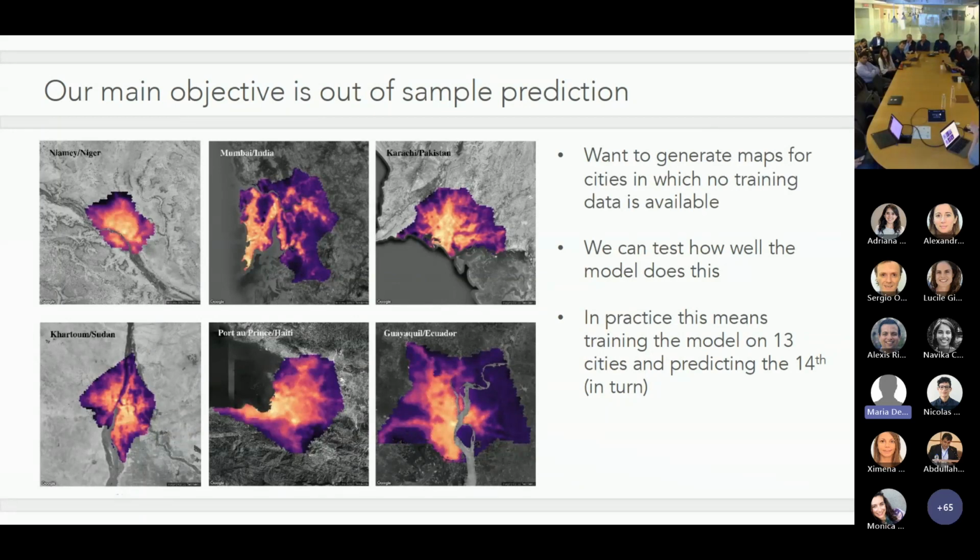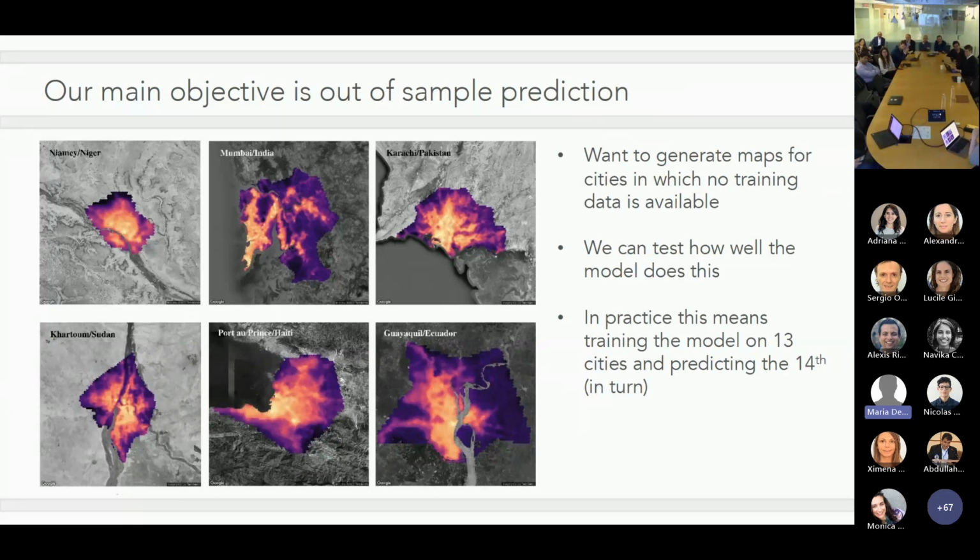Okay, so now that we have got a handle on how the global prediction works, our main objective is that we want to predict out of sample. So what does that mean in practice? It means we want to train the algorithm on 13 cities and predict the 14th. So we want to predict a city for which no training data was input into the algorithm at all. It's completely unseen. And if we can do this well across the 14 cities, then we can extrapolate from that: we can trust our prediction for any other city worldwide. And so that's our strategy, so to speak.